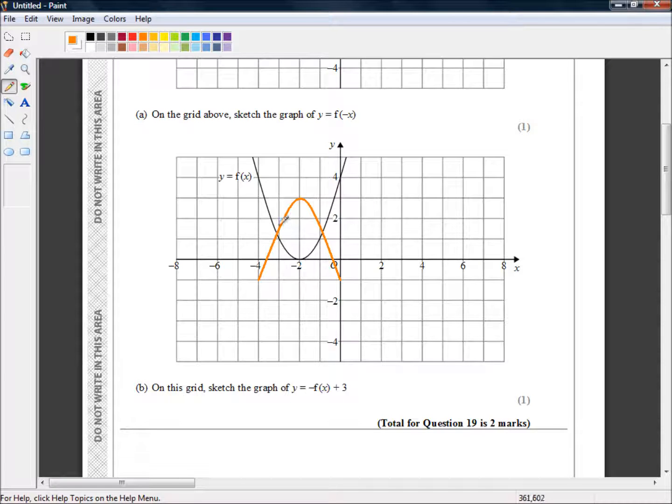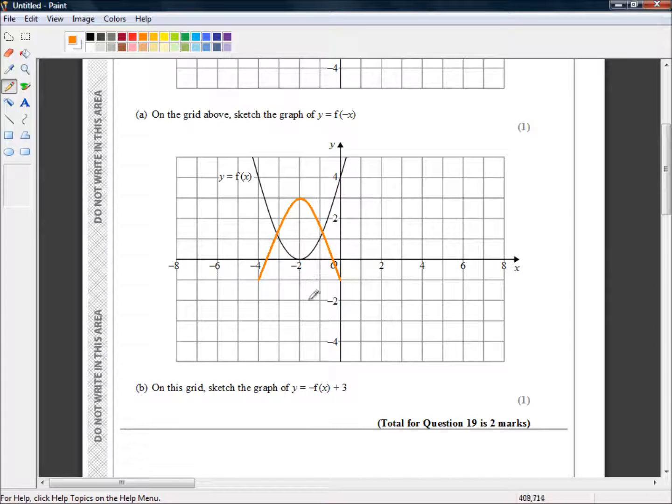And instead of it being a U-shaped parabola, it'll be an N-shaped parabola. And instead of touching the x-axis here at the minimum point, it will touch the x-axis at the exact same point, but as the maximum point. So it will come up like this.